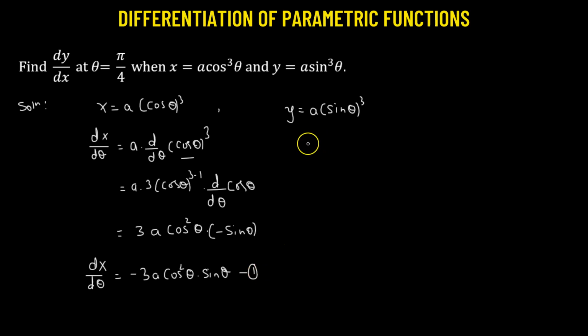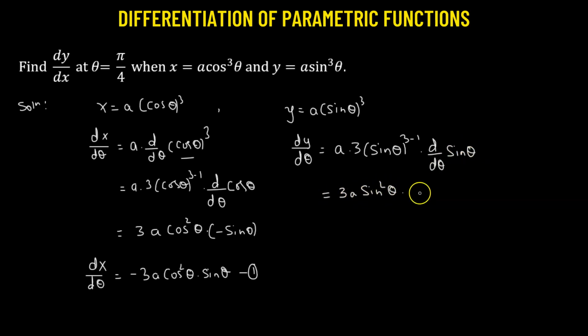Our next task will be to obtain the derivative of y with respect to theta. So we'll take the same route here. We'll obtain the derivative by applying the power rule. So we have 3 times sine theta raised to the power of 3 minus 1. This will get multiplied by the derivative with respect to theta of sine theta. Now this is going to give us 3a times sine squared theta multiplied by the derivative of the sine function, which is cosine of theta. So that's equation number 2.